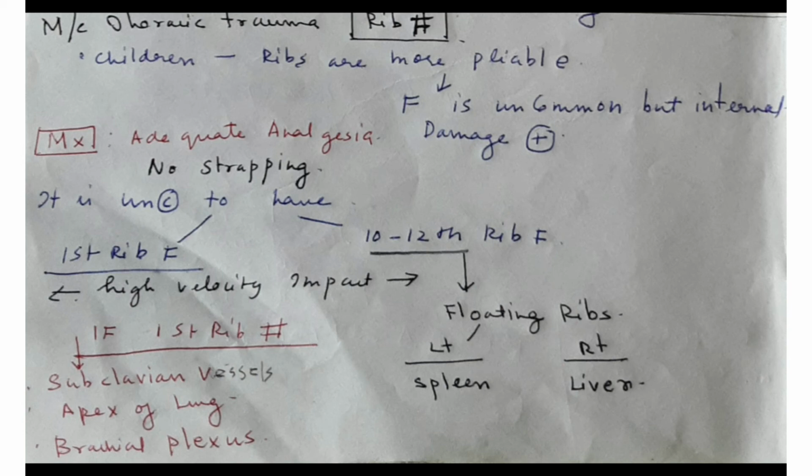So these are the overall very important things we have to know about rib fracture, starting with it being the most common cause of thoracic trauma, and the difference between rib fracture in children and adults: in children the ribs are more pliable, so the internal damage is more than the fracturing of the rib itself. The management of rib fracture is adequate analgesia, and strapping is avoided. The first rib and the 10th to 12th ribs are very uncommon to fracture. We need a high velocity impact to fracture them. In first rib fracture, the structures damaged are the apex of the lung, the subclavian vessels, and the brachial plexus. In floating rib damage, the left side affects the spleen, and the right side affects the liver.